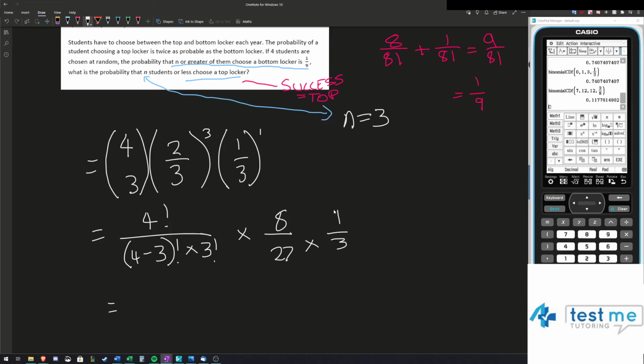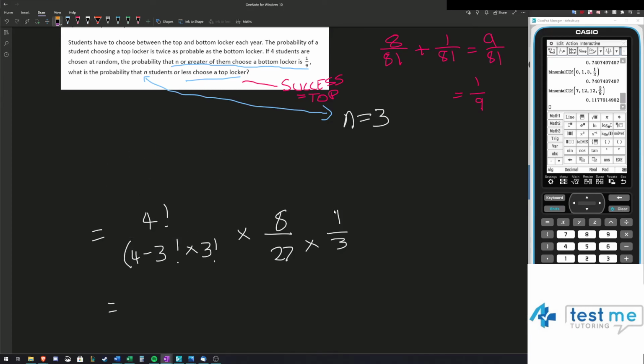Now, I've just realized there's a glaring issue in what I've done here. Because this is 3 students choosing a top locker, then we've got to go 2 students, then 1 student and 0 students. And I'll be honest with all of you, I don't want to do all of those calculations. So, here's a different hint. And I thought I wasn't going to go over this, but apparently I am.